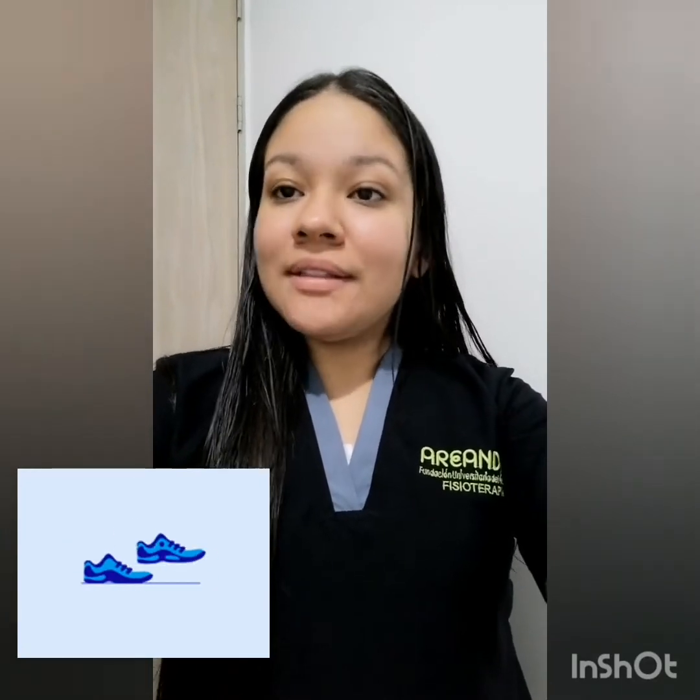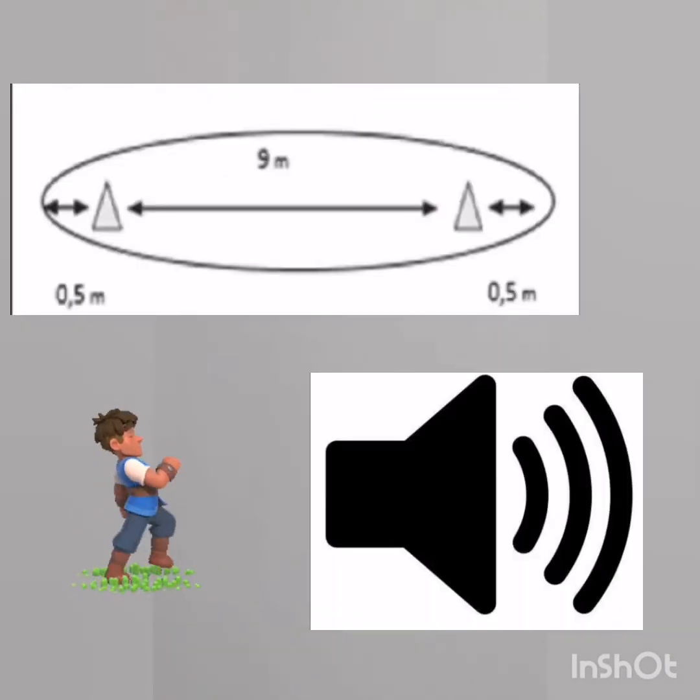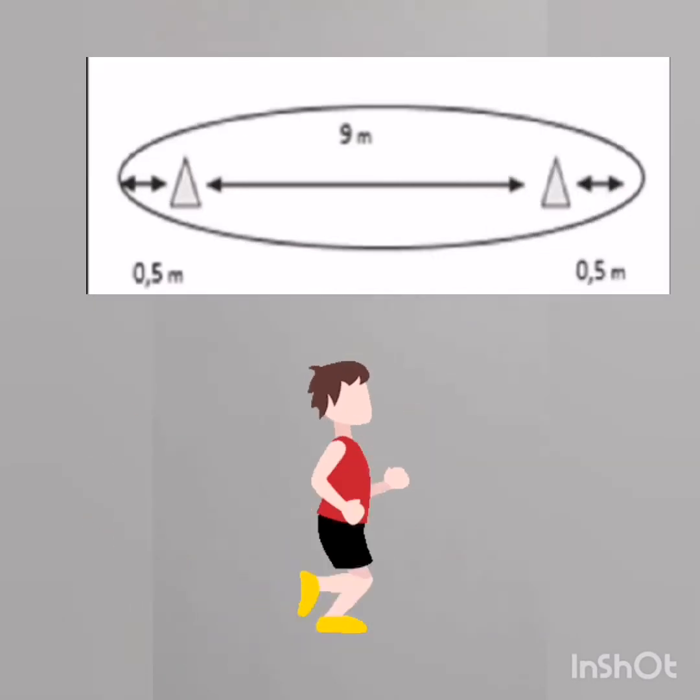The incremental shuttle walking test's goal is to simulate a cardiopulmonary exercise test using a field walking test. The patient is required to walk back and forth around a 10-meter course, paced by a series of auditory signals played on a CD.